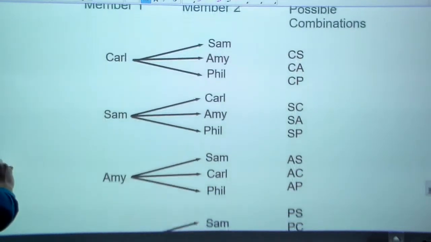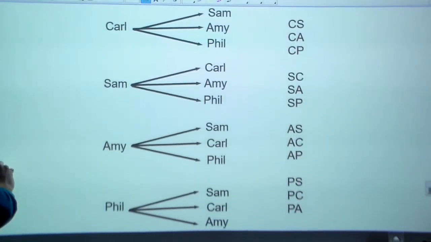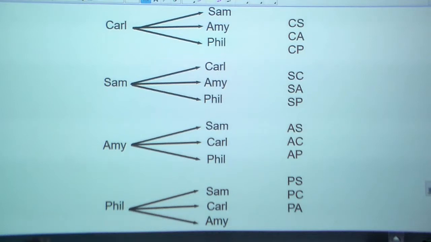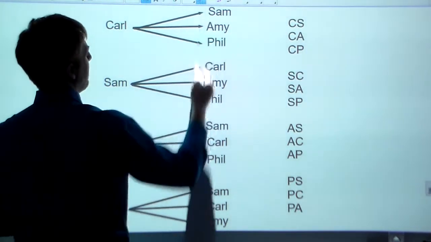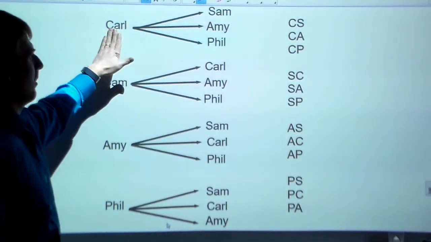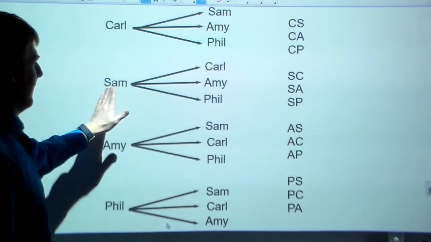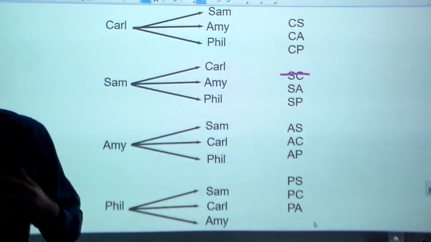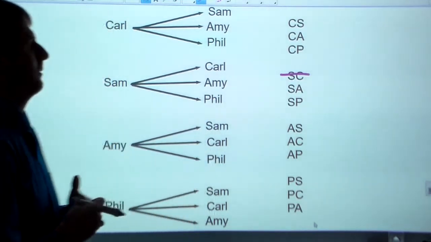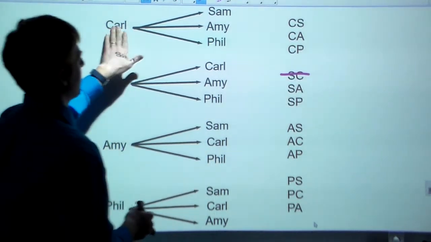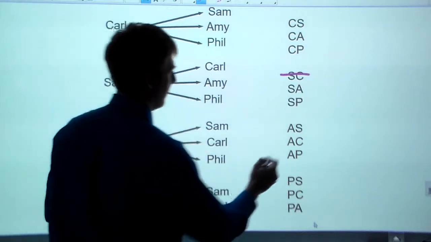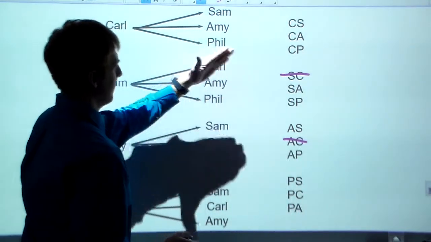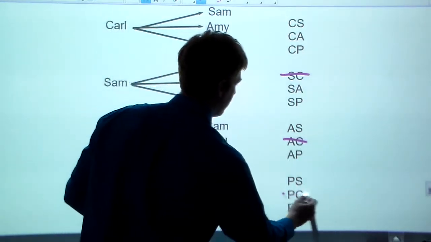All right, well, here's the same thing I already had, and I just put some abbreviations over there to make it easier. But if they've got the same amount of power, it really doesn't matter if Carl's first and then Sam, or Sam first and then Carl. That's a repeat, because we've already got Carl and Sam together on the council. And the same thing for Carl and Amy. That's the same thing as Amy and Carl. Carl and Phil's the same thing as Phil and Carl.